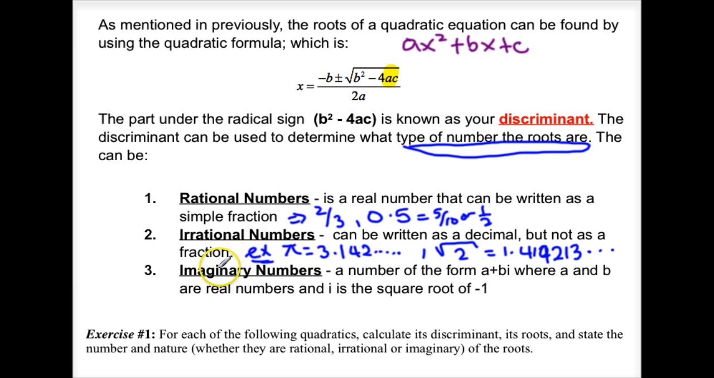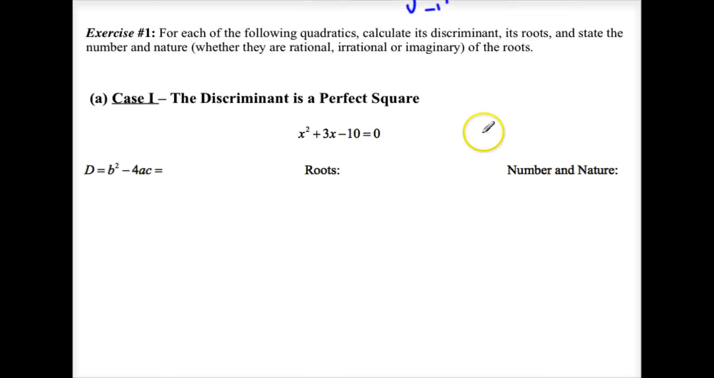And the last thing, which is our focus for this unit, is imaginary numbers, which are numbers in this form, a plus bi. What does that mean? a and b are just real numbers, any numbers on the number line, and the i comes from the square root of negative 1. So let's see how this works.